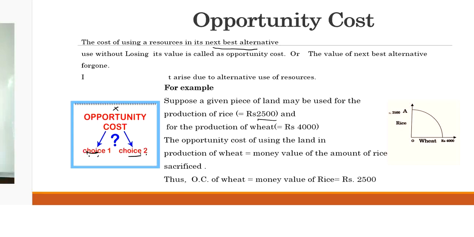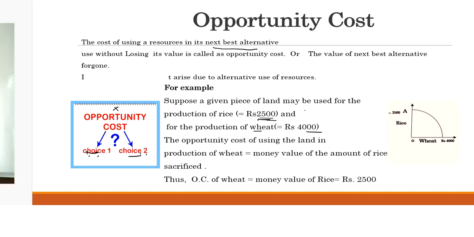The entire piece of land is being used for the production of rice, and you are getting an output of rupees 2,500. That is the best utilization according to you. But somehow you come to know that if you use this piece of land in place of rice in the production of wheat, you may get an output of 4,000 rupees. You can understand 4,000 is much more than 2,500. Then why would you produce rice?